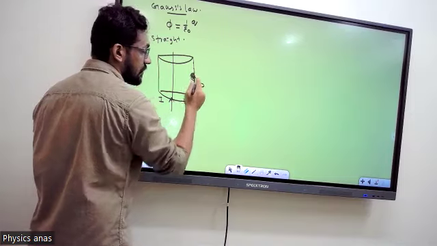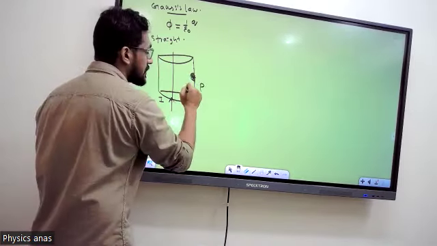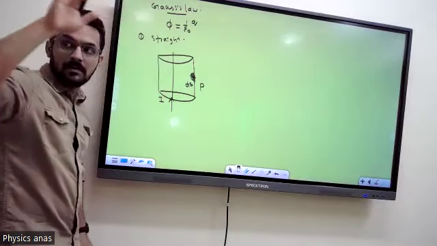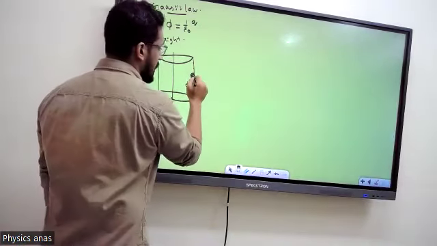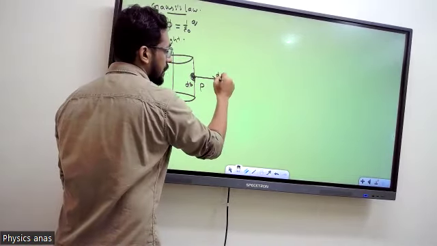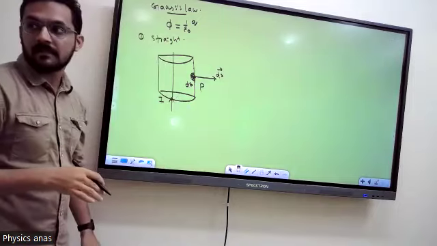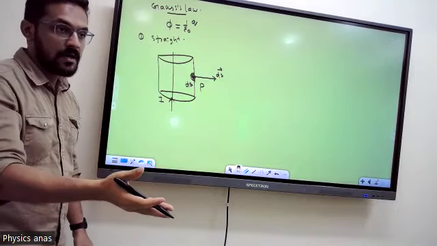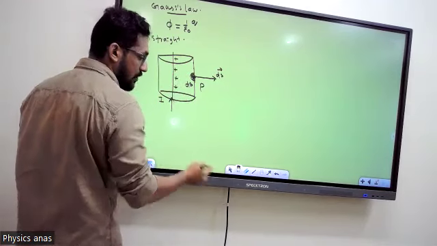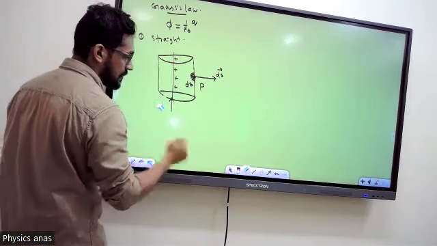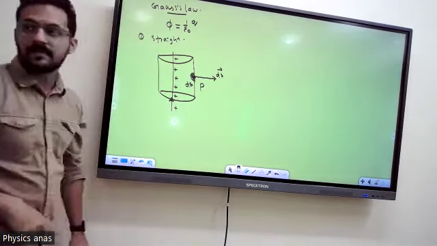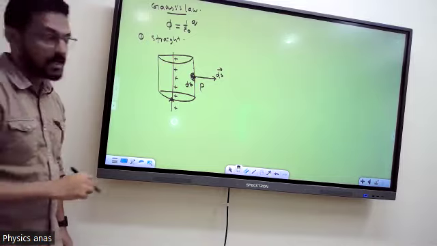You can imagine there is a small surface area here. That small surface area is ds, and there is an area vector, which will be perpendicular to the surface always. That area vector can be taken as ds. The line is containing positive charge. This is the linear charge distribution.